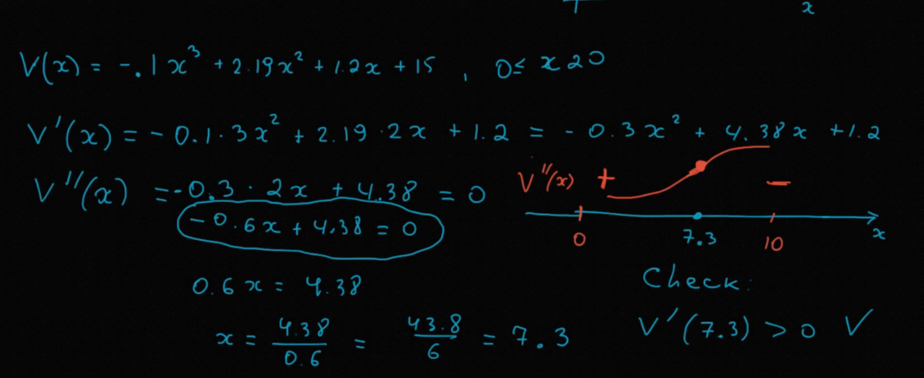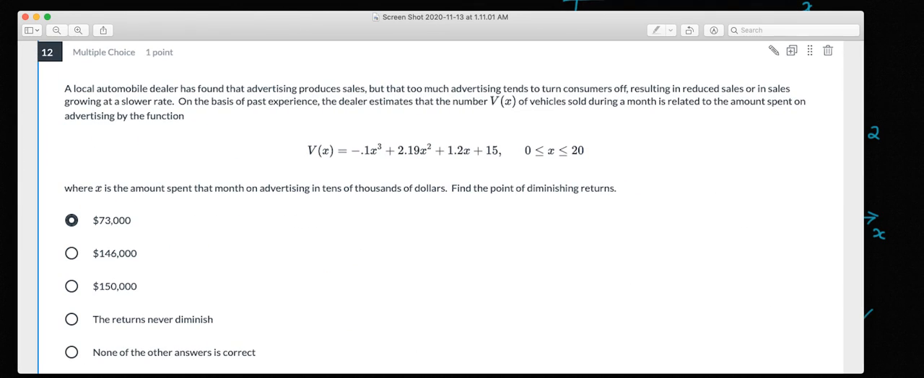Let's take a look at the question again. It's asking to find the point of diminishing returns, and you see that the answer choices are in dollar amounts. Now, in the problem it says that x is the amount spent on advertising in tens of thousands of dollars. So the dollar amount corresponding to x equals 7.3 is 7.3 times 10,000 dollars, and that's going to be $73,000. And therefore the correct answer choice is the one with $73,000.